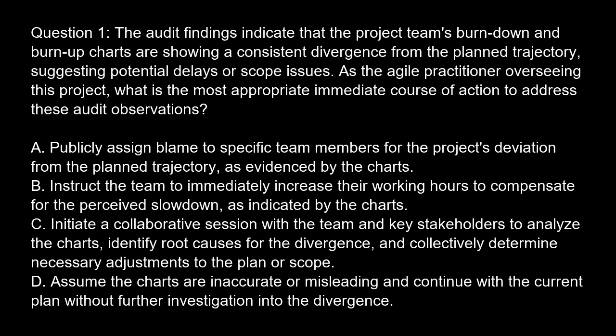Option A. Publicly assign blame to specific team members for the project's deviation from the planned trajectory, as evidenced by the charts. Option B. Instruct the team to immediately increase their working hours to compensate for the perceived slowdown, as indicated by the charts. Option C. Initiate a collaborative session with the team and key stakeholders to analyze the charts, identify root causes for the divergence, and collectively determine necessary adjustments to the plan or scope. Option D. Assume the charts are inaccurate or misleading and continue with the current plan, without further investigation into the divergence.